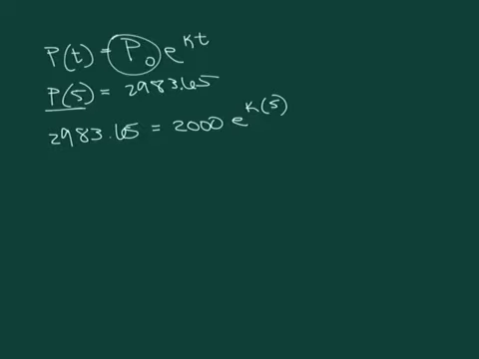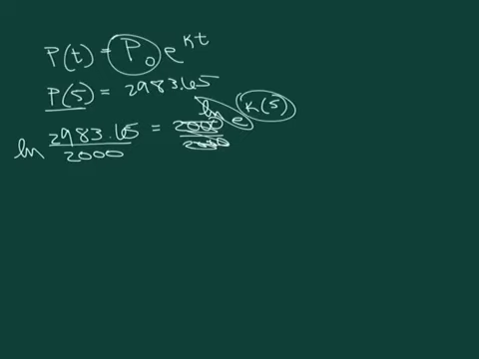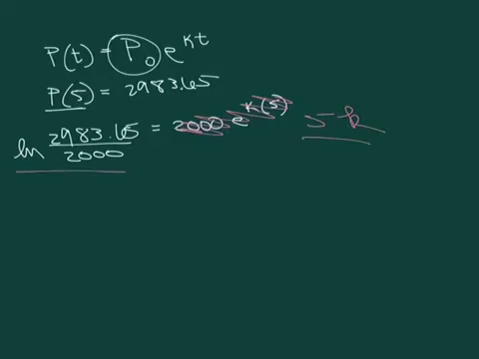But let's get rid of the 2,000. So that goes away. So now we're going to take the ln here and the ln of here. And again, what happens when we have that ln of e? Good things happen. It goes away and we just have 5k. So now I have ln of this equals 5k.